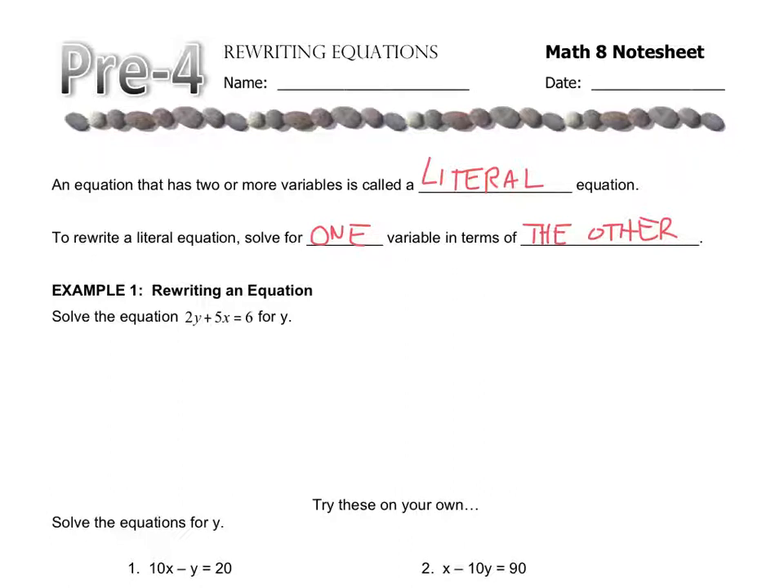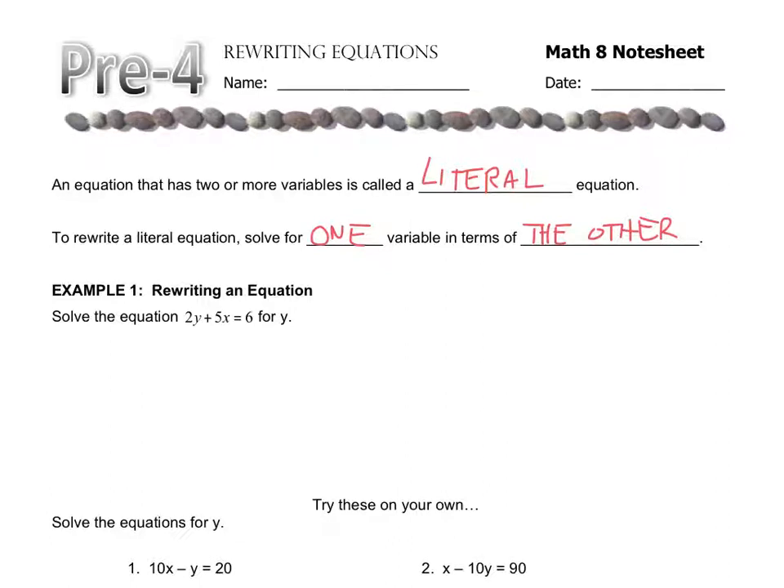But we still can use our same SAD-MEG steps to work backwards to get the isolation of that one variable that we're looking for. So let's try some examples and hopefully it will start to make a little bit of sense. We are asked to solve the equation 2y plus 5x equals 6 for y.